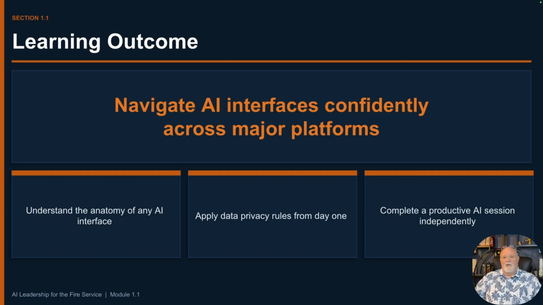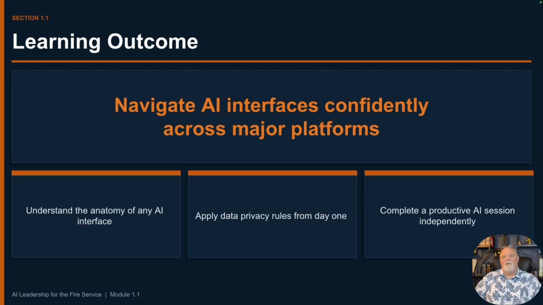Our learning outcome for Section 1 is straightforward. By the time we finish, you will be able to navigate AI interfaces confidently across major platforms. Not fluently, confidently. There's a difference. We're not aiming for expert level today. We're aiming for capable and safe. The three things that'll get you there: understanding the anatomy of these tools so the interface doesn't feel foreign, knowing the data privacy rules before you type a single word, and completing an actual productive session on your own.